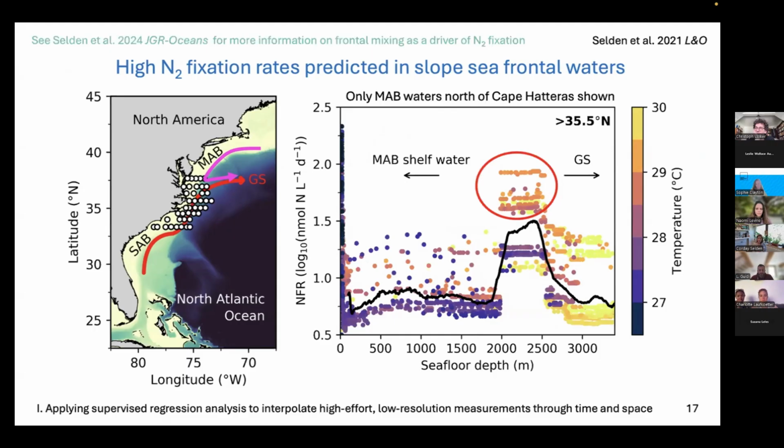Now, speculation on the how and why here are beyond the scope of this talk, but this modeling work offered us more fertile grounds for further hypothesis development, which ultimately led to further work, a direct observational study on the role of frontal mixing in stimulating diazotrophy. And if you're interested in learning more about that, check out my JGR paper. The reference is at the top.